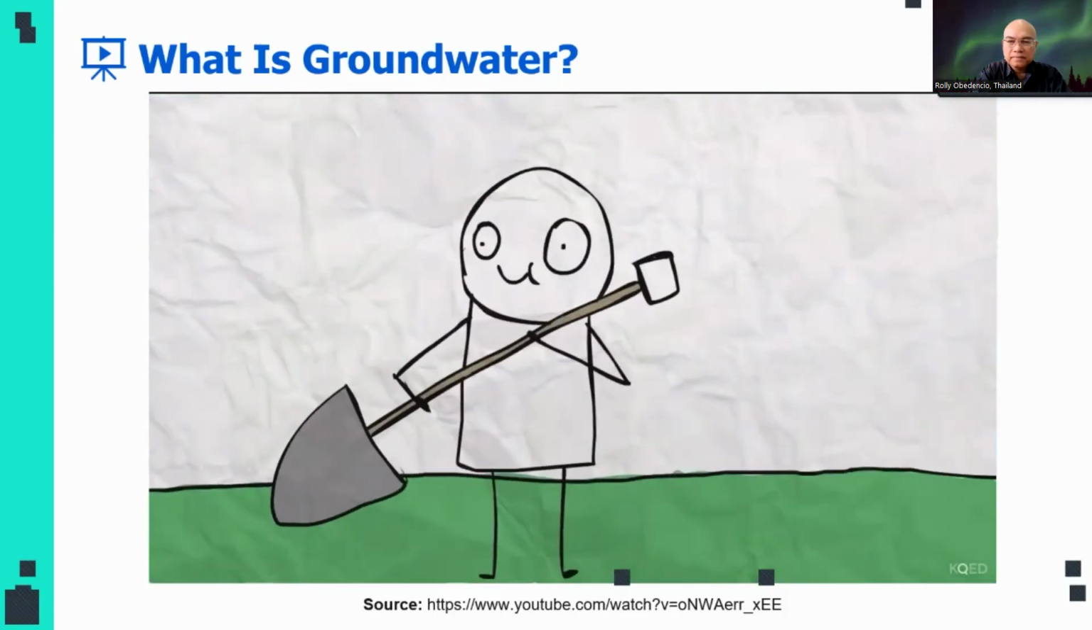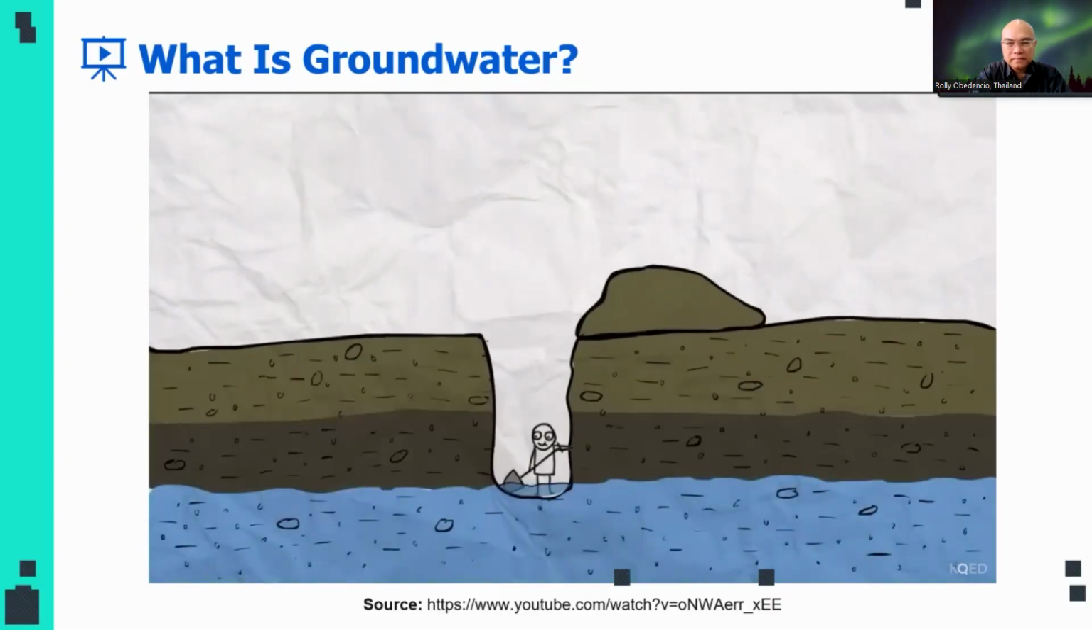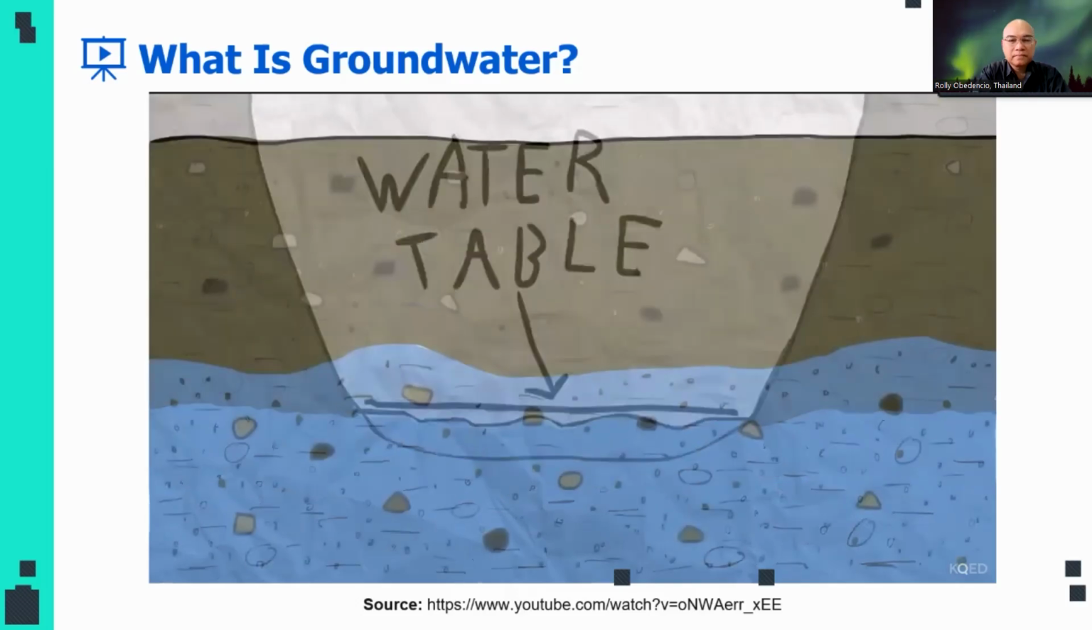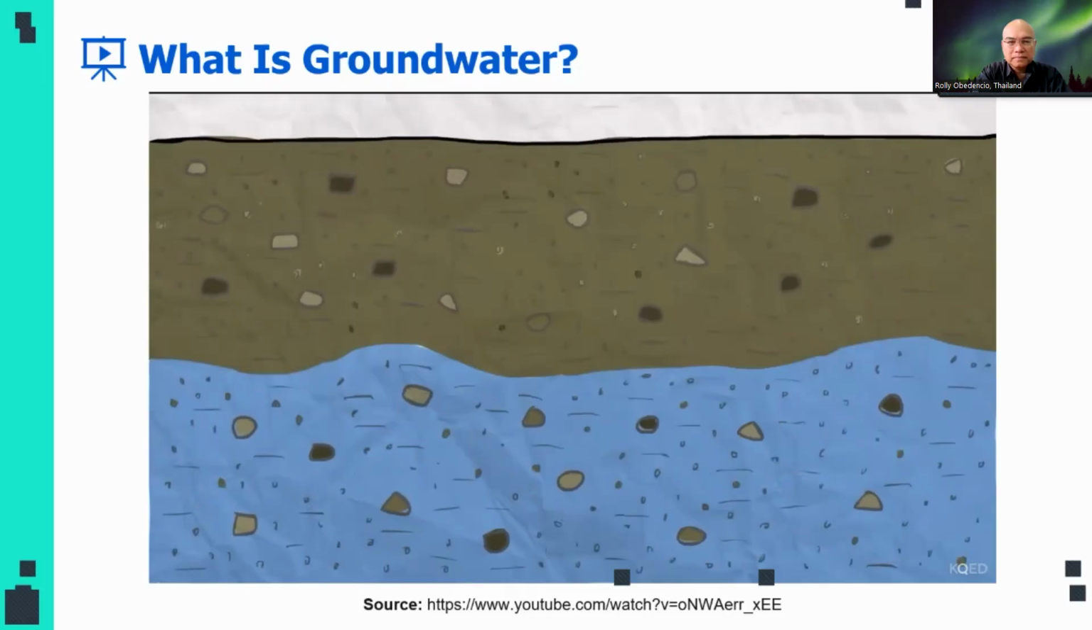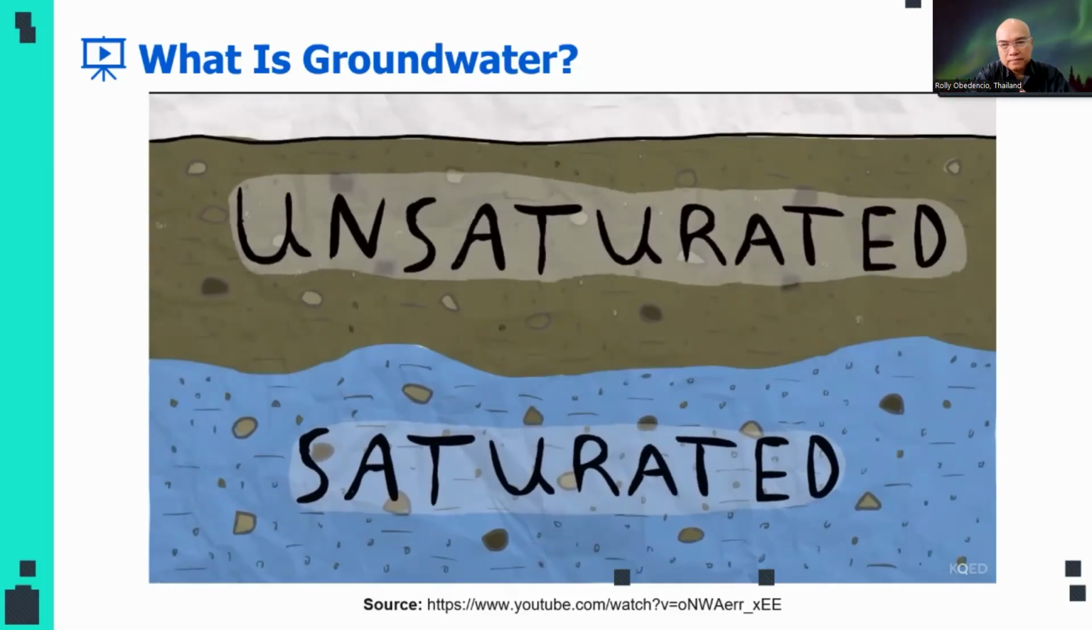Let's say you could grab a shovel and dig straight down through the soils to an aquifer. The level underground where you first hit groundwater is called the water table. Below the water table, the ground is completely soaked or saturated with water, which is why this area is called the saturated zone. The area above the water table is called the unsaturated zone.